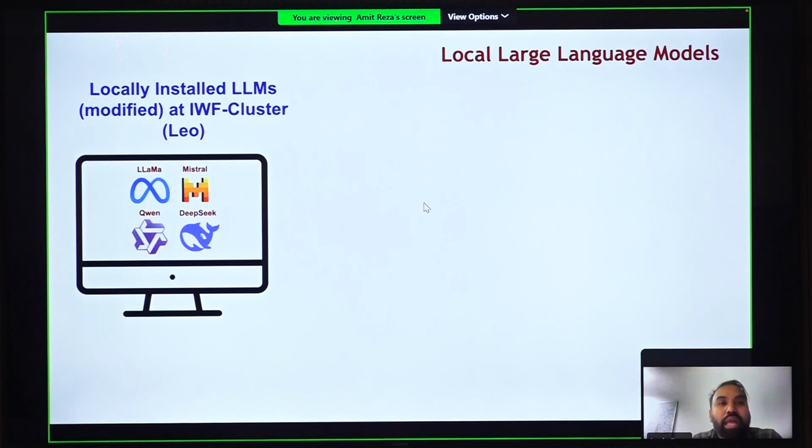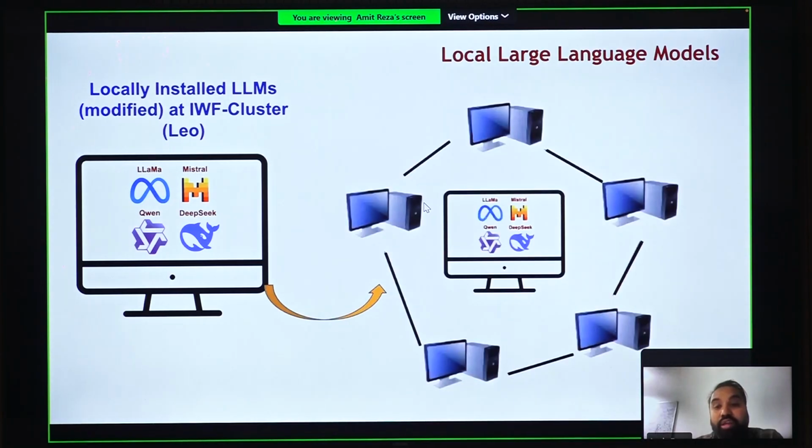So practically, we now have our own locally installed large language model, a modified version connected to this RAG setup in our local cluster, and we are providing that as a service to our engineers. We have our local server where they can access these four models right now: Llama, Mistral, Qwen, and DeepSeek, which are also connected with our own database. It is the local version of the same language model, but it can answer our queries.